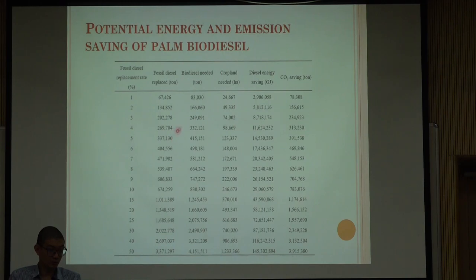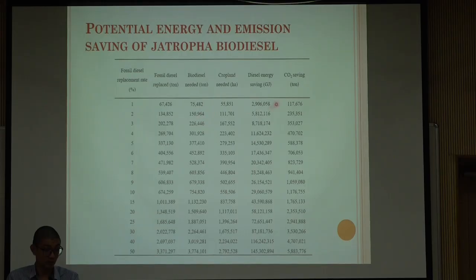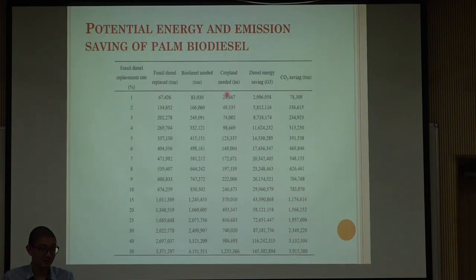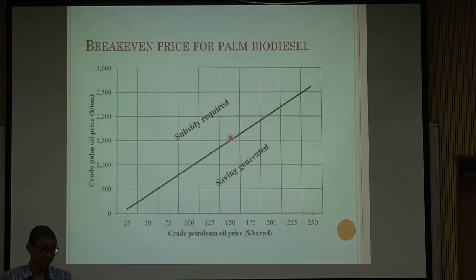So this is if you want to propose any policy to the government. This is what the government wants to see: how much CO2 can be saved, how much diesel can be saved, and how much is needed. This is very important so that you can get a sustainable raw material or feedstock.